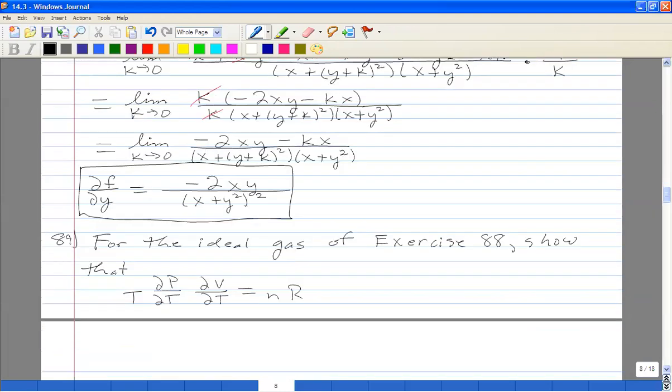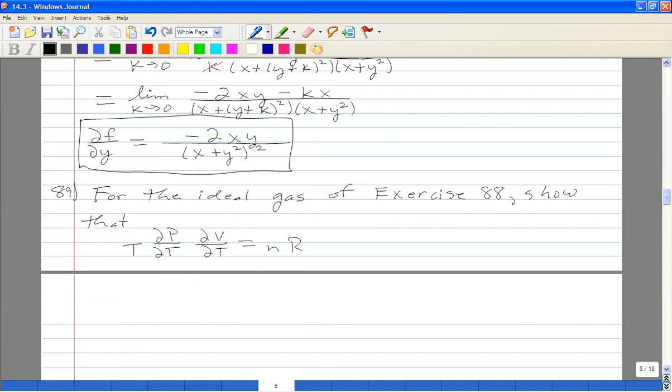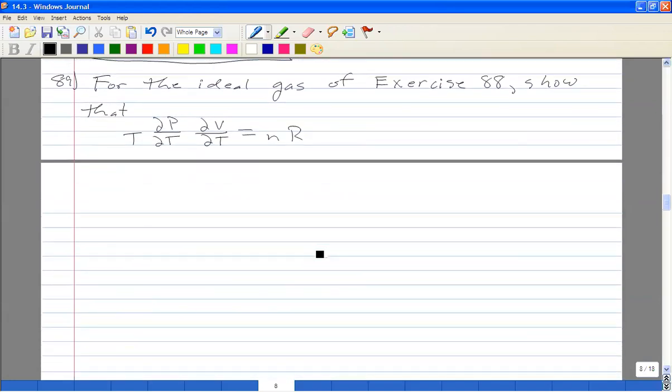Problem number 89. For the ideal gas law of exercise 88, show that T times partial P with respect to T times partial V with respect to T is nR. So I have here that PV equals nRT. That's the universal gas law. That is the ideal gas law.